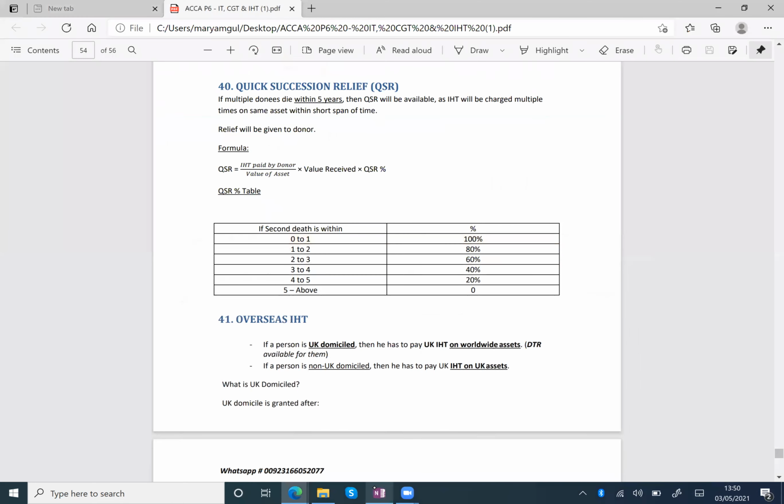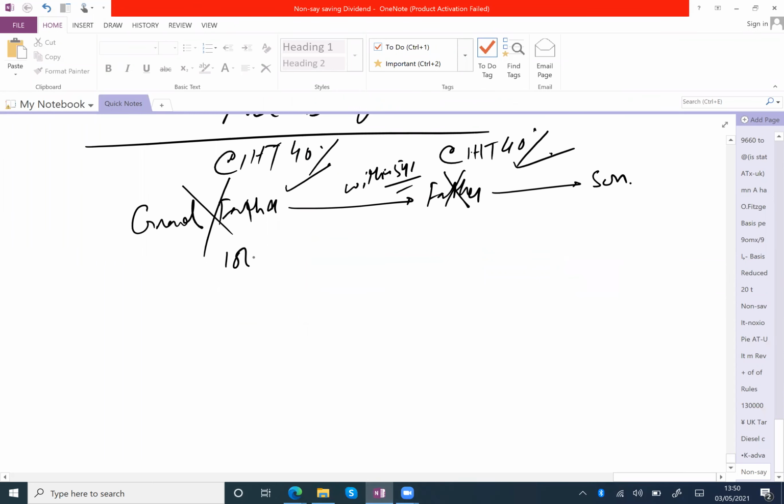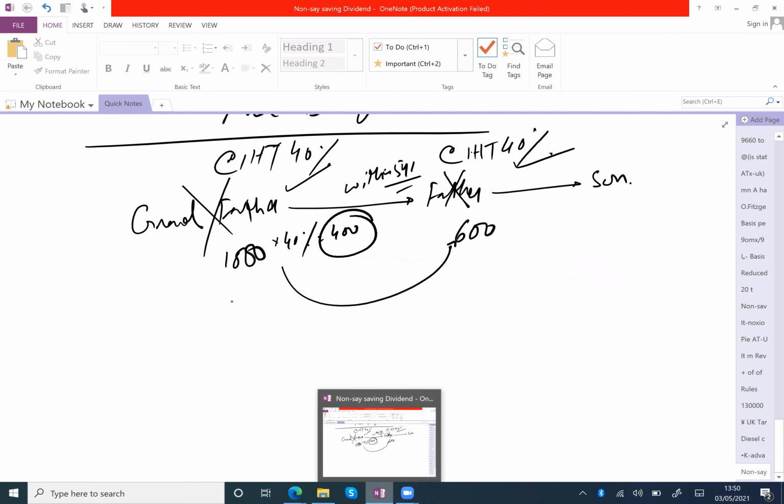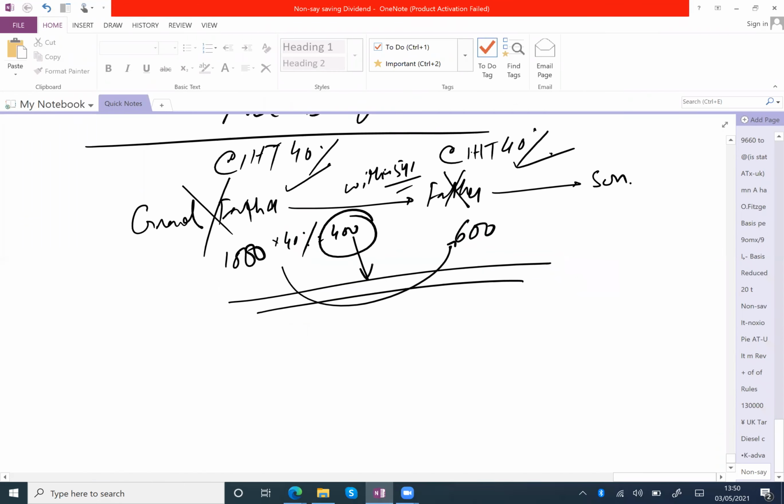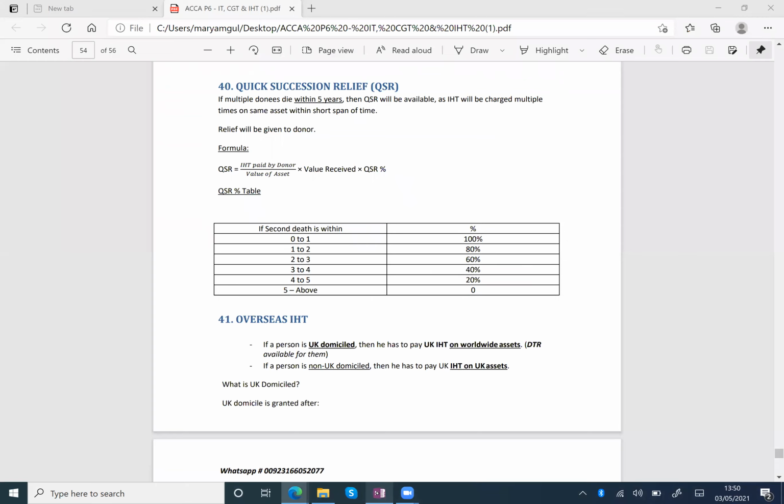And how much quick succession relief is available? The formula is: QSR, quick succession relief, is equal to IHT paid by donor. For example, the grandfather has a total death estate of 1,000. At the time of his death, 40% death tax applies, so 400 IHT is paid, and the remaining 600 value is transferred to the father. So the QSR formula according to this example: IHT paid by donor, 400, divided by value of asset 1000, into value received, how much the father is receiving, 600, into the quick succession relief percentage. You can see the table below.